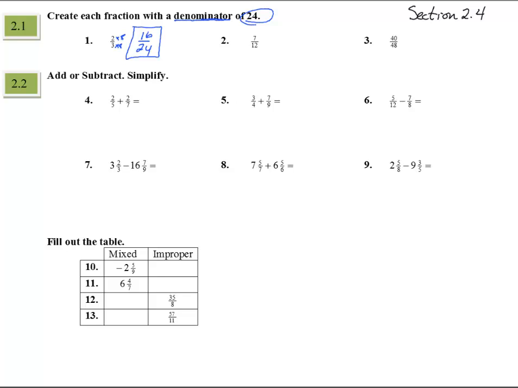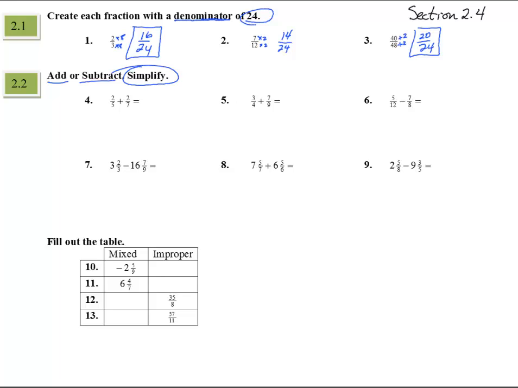Number 2, we're going to make that a 24, so we're going to have to times by 2, times by 2. Same exact fraction, 14/24 is the same as 7/12. And this one, ooh, we can't times that by anything, but 48 is double, so we're simplifying this. So we're going to divide by 2, and we get 20/24. There we go.